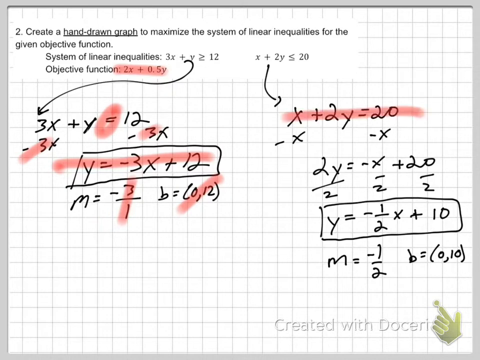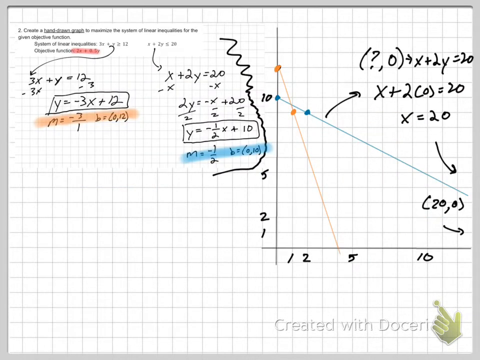Here I'm going to take the original equation, bring the x over, and divide by 2 to get the y by itself. And then I have y equals negative 1/2 x plus 10. My slope is that, my y-intercept is there. I'm going to take those and graph them. Okay? So I've highlighted the orange graph here and the blue graph.